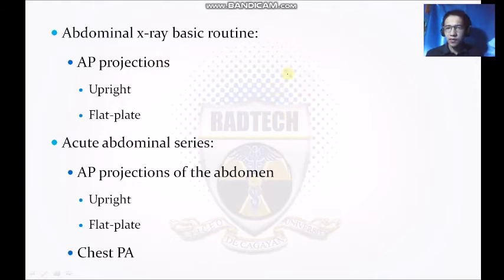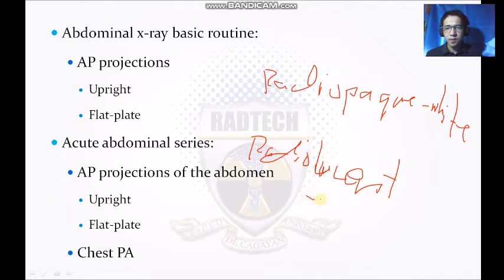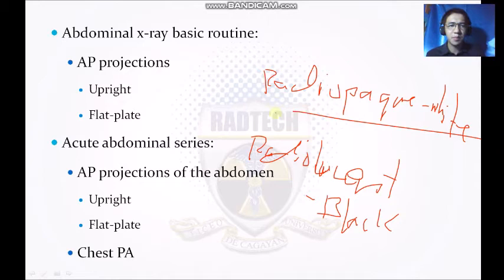Again, we have this term, radiopaque. When we talk about radiopaque, that is white on the radiograph. And radiolucent, that is black on the radiograph. So when it is filled with air, the appearance is radiolucent, that means black. If there are calcifications, it is radiopaque, that means white.